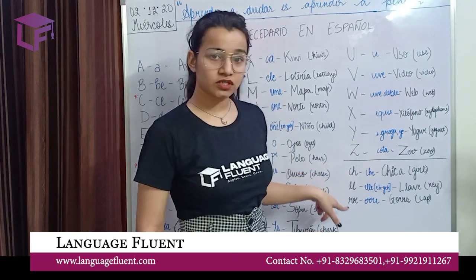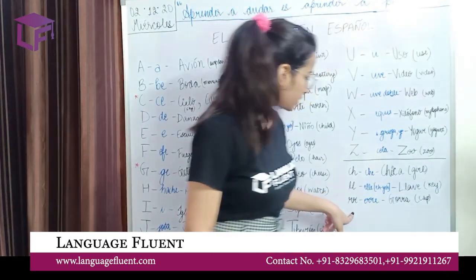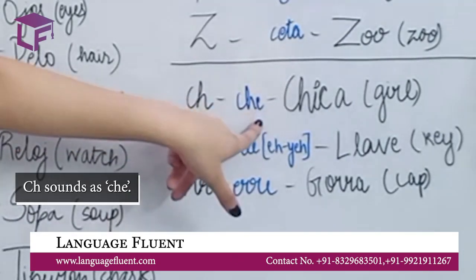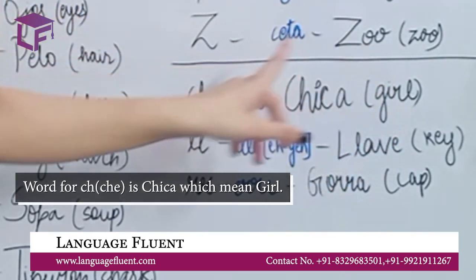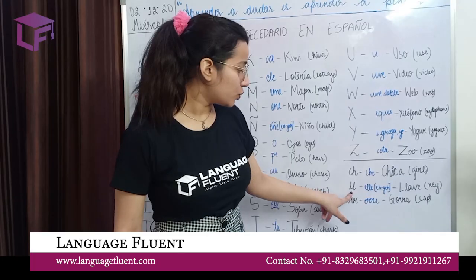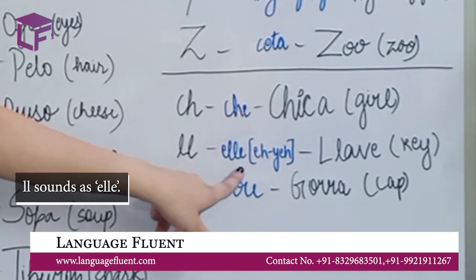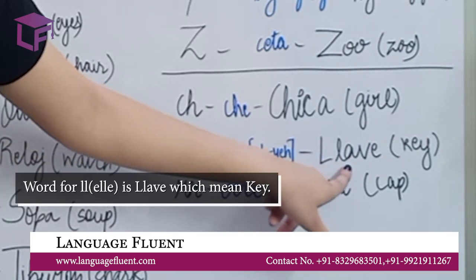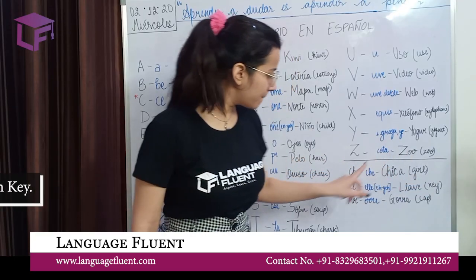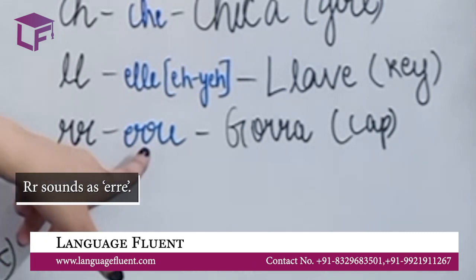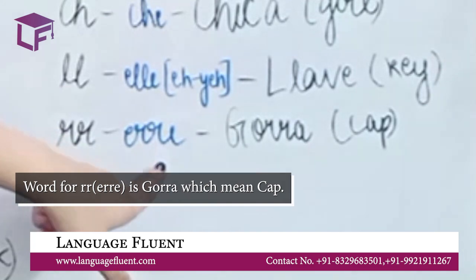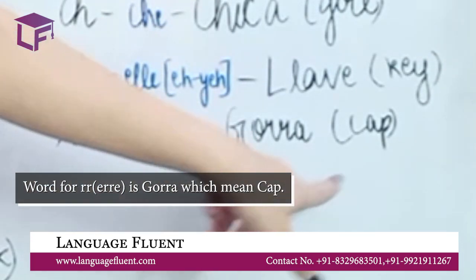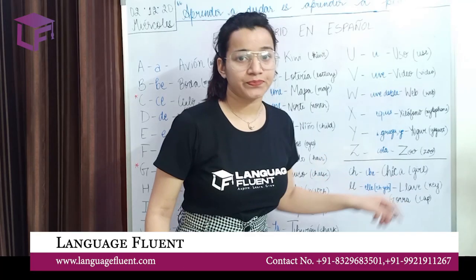Now there are 3 additional sounds. Ch de chica, which means girl. Ll, which is pronounced as ye, de llave, which means key. Rr, which is pronounced as R, it kind of has a trilling sound. Rr de gorra, which means cap.